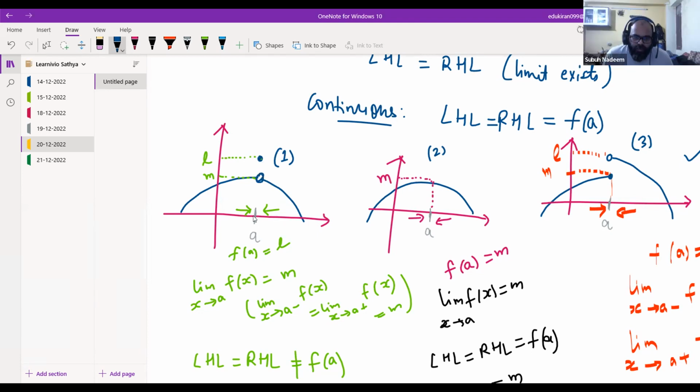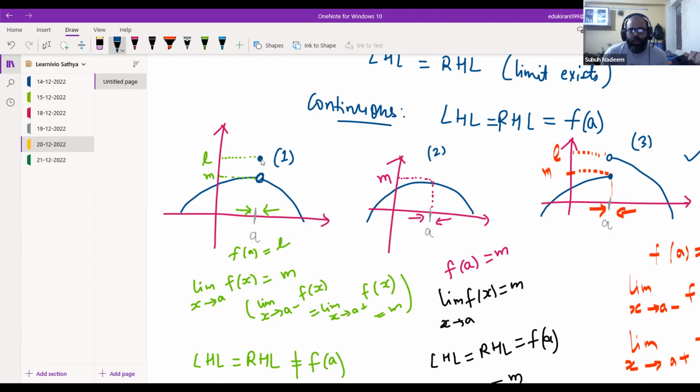If you are coming from the left side to A, what value will you predict at A? That will be M you will predict at A. But when you reach A, will you really go to M or L? When we reach, I think I will go to L. When you reach A, then you will go to L.